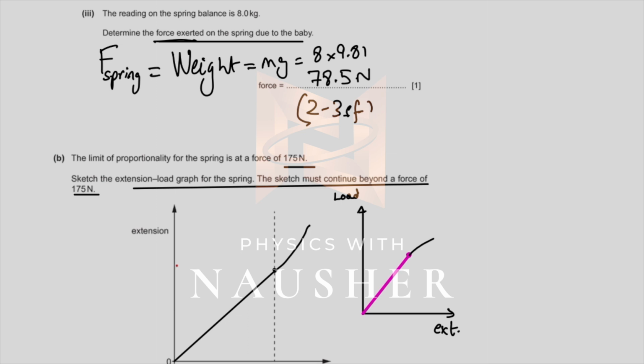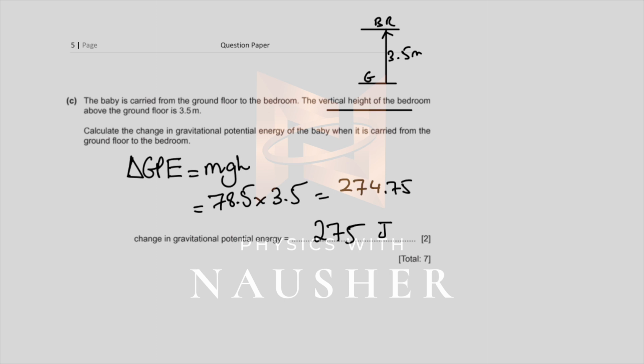Please stay focused. Part C, you have to calculate the change in gravitational potential energy, which is given by the formula mgh. Now, the value of m and g, the weight, is already given to us, which is 78.5, which we calculated above. The height was 3.5. Multiply, you get 274.75. So the answer will be 275. And do not forget to write the unit joules.